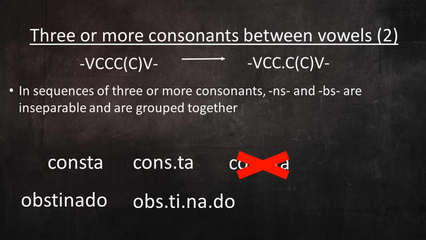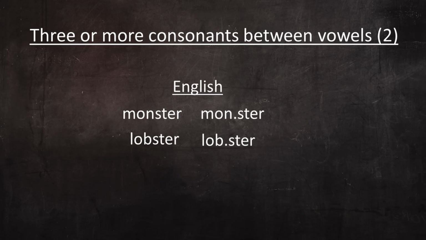And obstinado is obs-ti-na-do, rather than ob-sti-na-do. These last 2 cases probably seem counterintuitive to you, because here, for the first time, we're grouping 2 consonants at the end of a syllable and only 1 at the beginning of the next syllable.